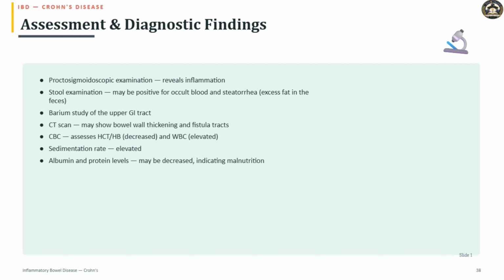Laboratory tests like a complete blood count or CBC typically show decreased hematocrit and hemoglobin, along with an elevated white blood cell count. An elevated sedimentation rate is also common, and decreased albumin and protein levels often point to malnutrition.